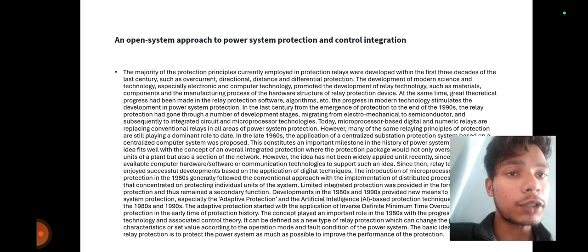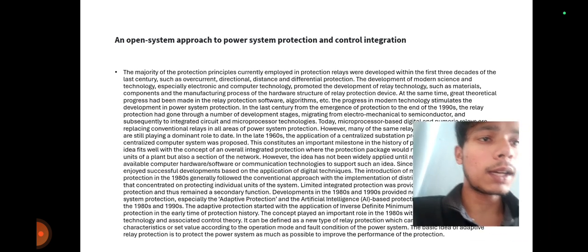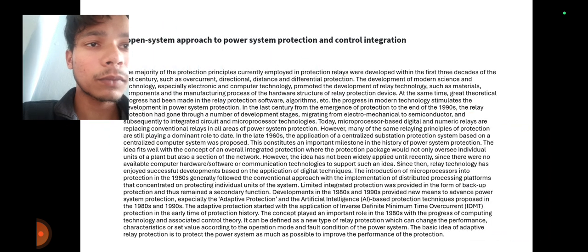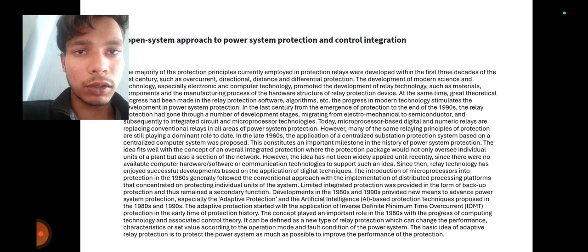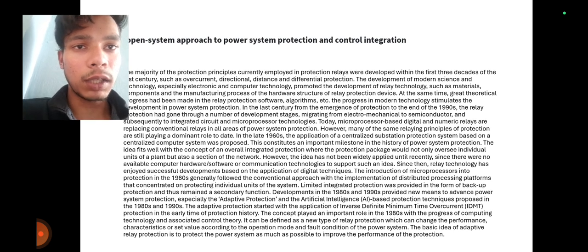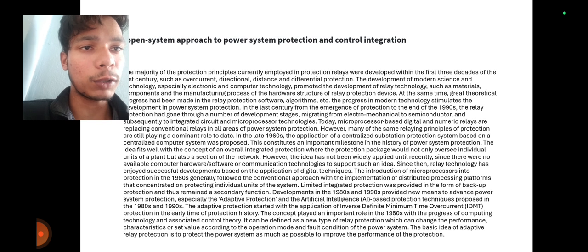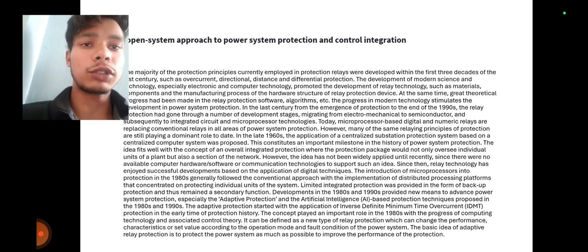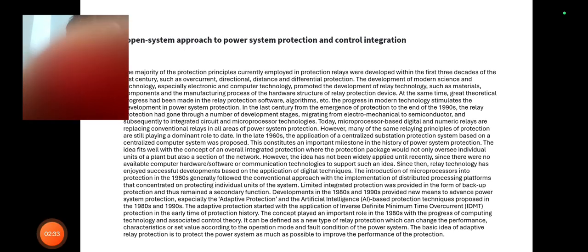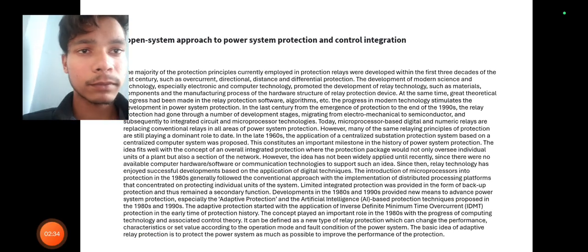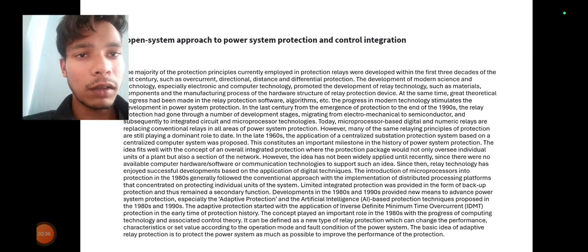In the late 1960s, the application of a centralized substation protection system based on a centralized computer system was proposed. This constitutes an important milestone in the history of power system protection. The idea fits well with the concept of an overall integrated protection based on the application of digital technologies.